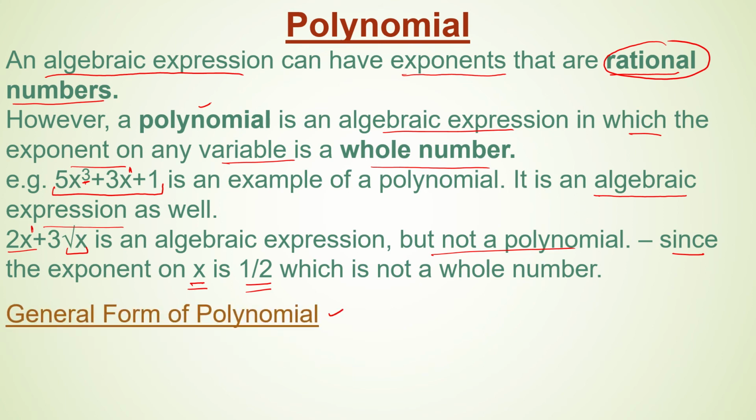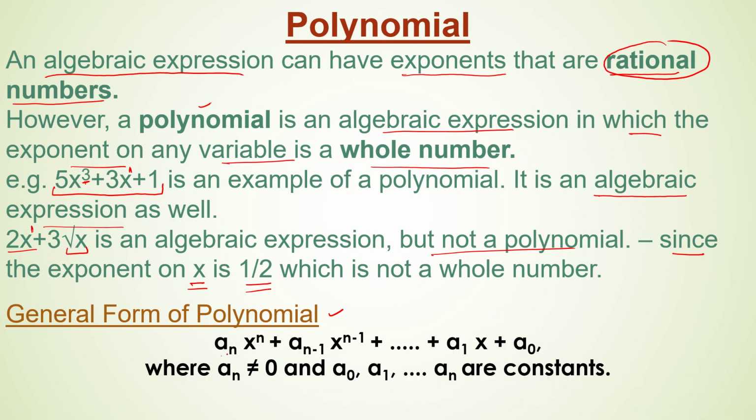So the general form of a polynomial can be written as a n x to the power n plus a n minus 1 x to the power n minus 1 plus and so on plus a1 x plus a naught, where a n is not equal to 0 and a naught, a1, a2, a3 up to a n are all constants.